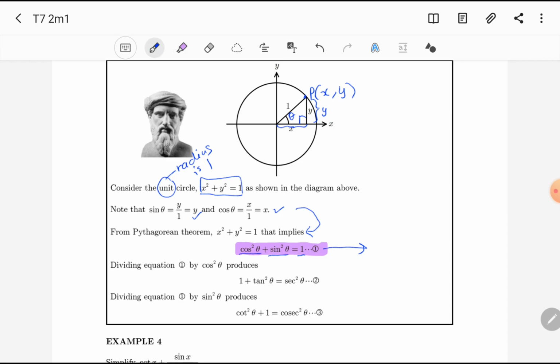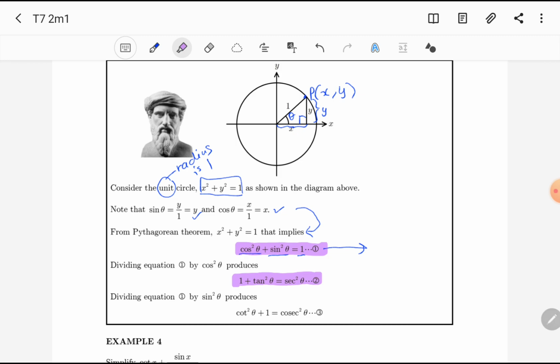Okay, next. Okay, kalau awak bahagi ni yang first equation dengan cos squared, so cos squared over cos squared akan jadi 1. Sin squared over cos squared akan jadi tangent squared, dan 1 over cos squared is secant squared. Okay. Identity kedua yang awak kena hafal.